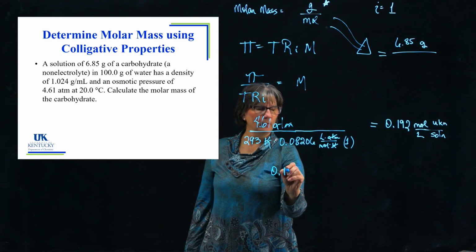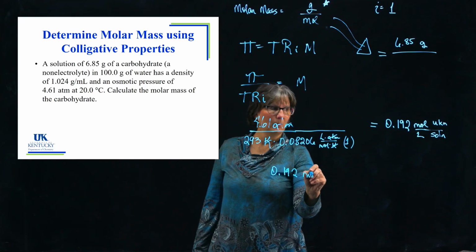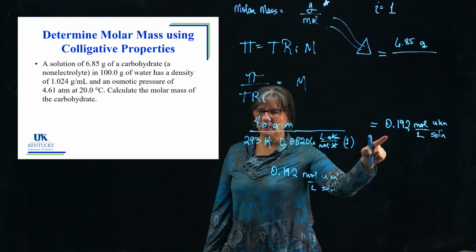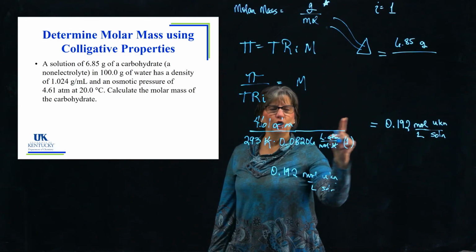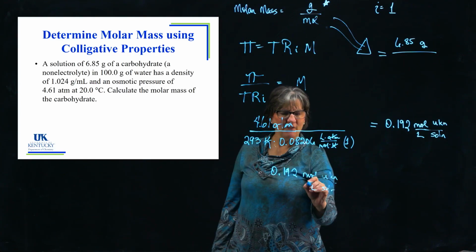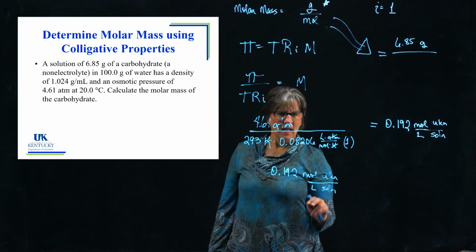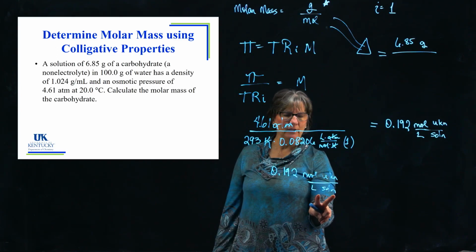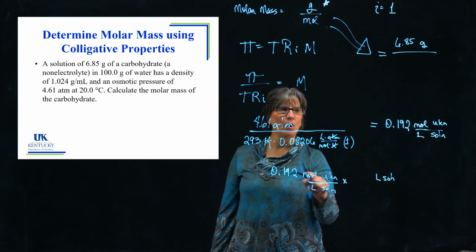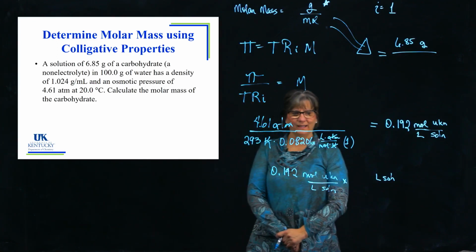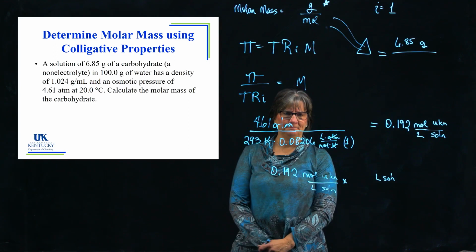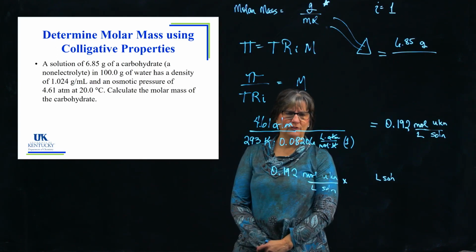Well, moles of unknown divided by liters of solution, that's the molarity that I just determined. I look back at the problem and I see that it says I have 100 grams of water. If I could multiply by liters of solution, I would know just the moles of the unknown. Well, it's liters of solution. All right, so let's see. Oh, they give me a density.